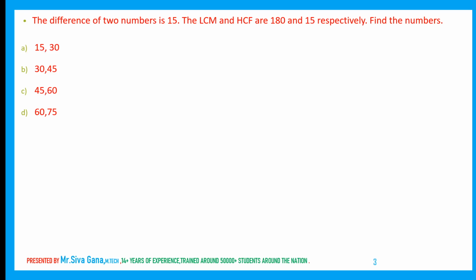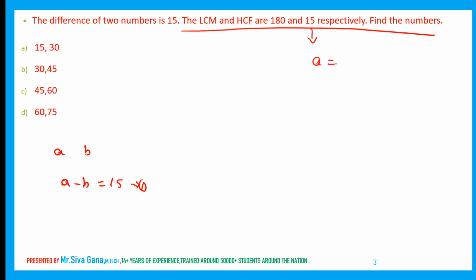LCM and HCF are 180 and 15 respectively. Find the numbers. It is a very easy question. Let us say the two numbers are A and B. The difference between the two numbers is 15. This is one equation that I can write. Now let us make use of this data properly. As HCF is 15, let us say the first number A is 15x, and the second number B we can take as 15y, where 15 is the HCF.